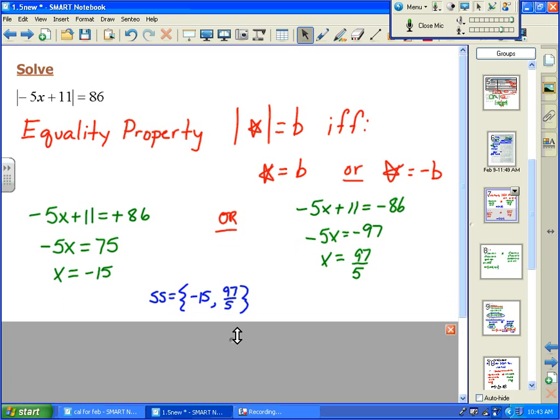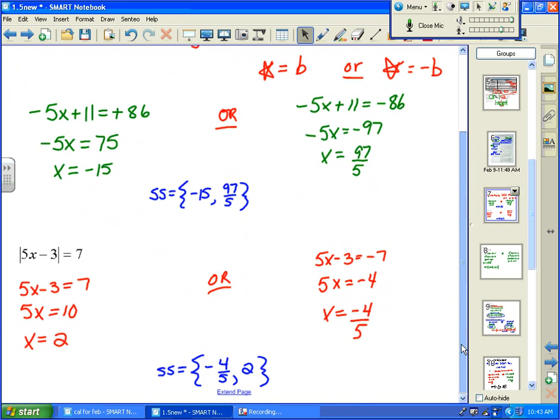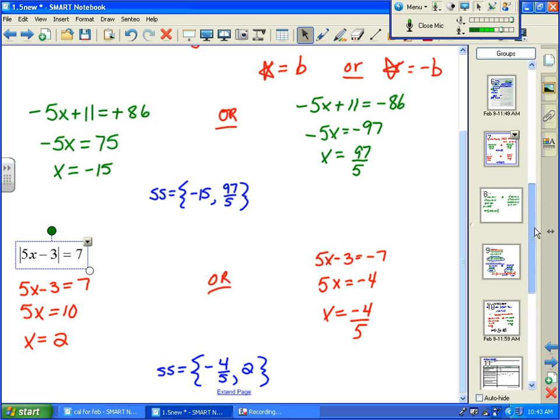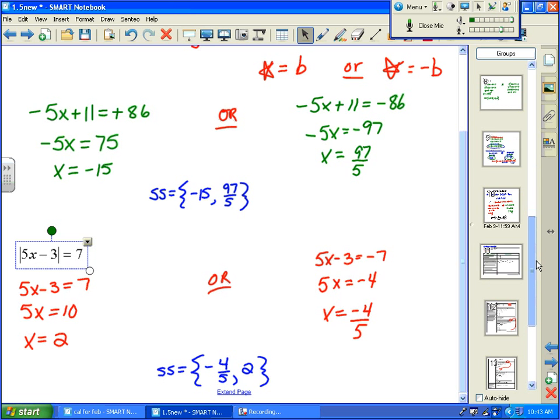In fact, we did do this. Here's another one. 5x minus 3 is equal to 7. I drop the brackets, one equal to the plus, one equal to the minus. Solve for each. Typically, you'll want to write your smallest number first in brackets. So I write negative 4/5 and positive 2. Assuming we're probably all good on that.